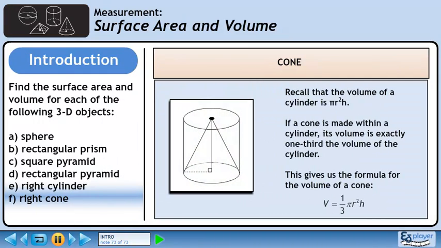Recall that the volume of a cylinder is pi r squared h. If a cone is made within a cylinder, its volume is exactly 1/3 the volume of the cylinder. This gives us the formula for the volume of a cone, V equals 1 over 3 pi r squared h.